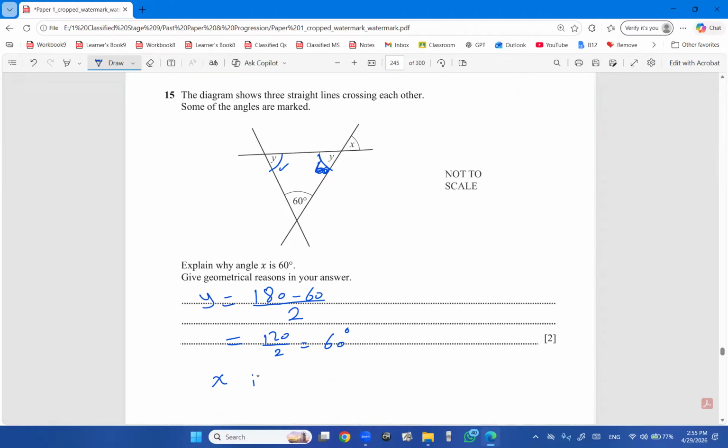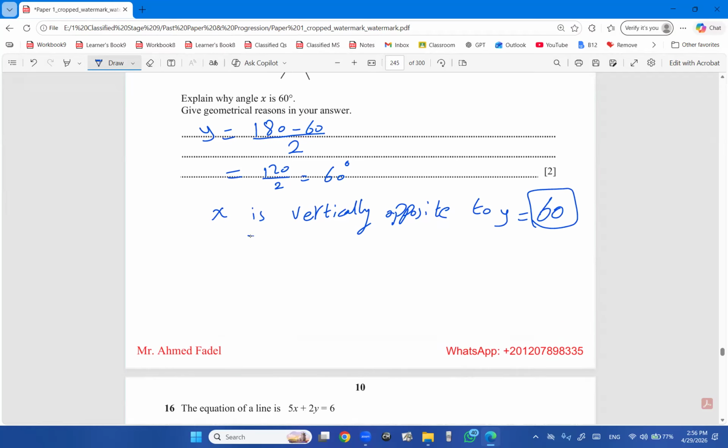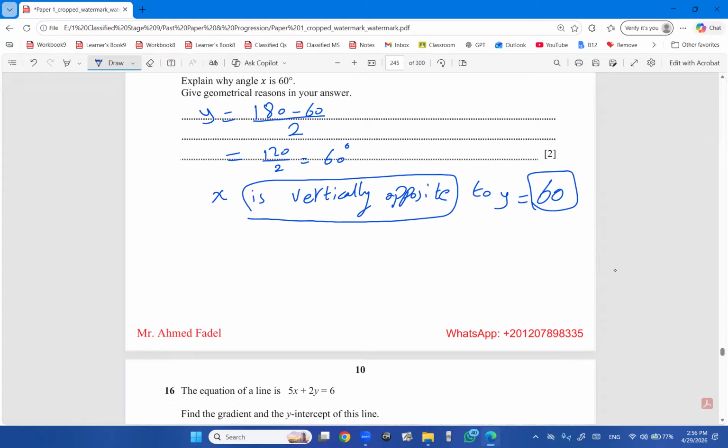X is vertically opposite to y, which is equal to 60 as well. So x is 60, and now you explained it. You found that y is 60, and you told them that x is vertically opposite to y, which is 60. This is the most important thing, by the way. They are looking for this, vertically opposite.